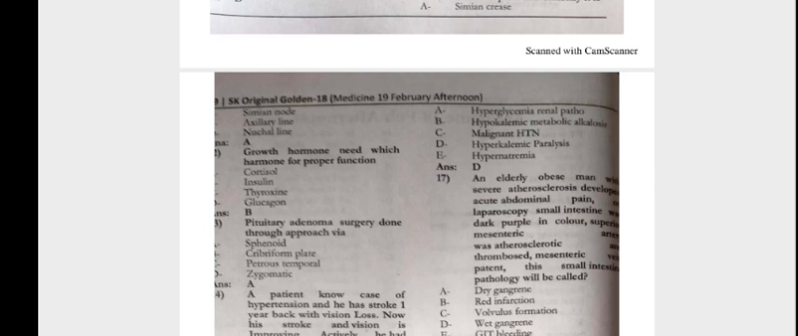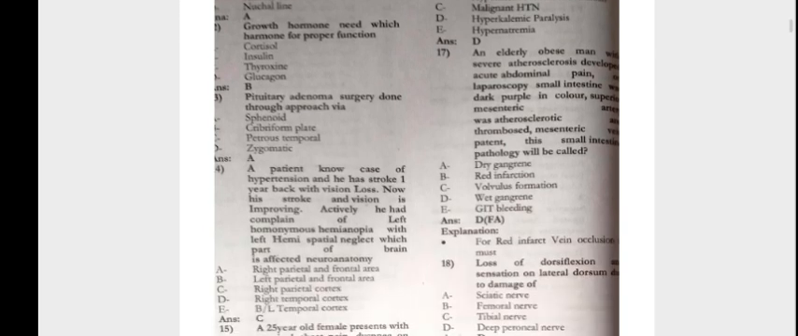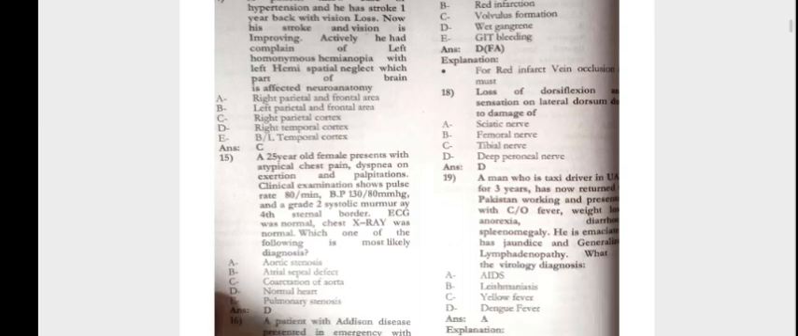Growth hormone needs which hormone for proper function? That is insulin. The pituitary adenoma surgery is done through which approach? That is the sphenoid. The patient is a known case of hypertension and had a stroke 1 year back with visual loss. Now his stroke and vision are improving. He had a complaint of left homonymous hemianopia with left hemispatial neglect. Which part of the brain is affected neuroanatomically? That is going to be the right parietal cortex.